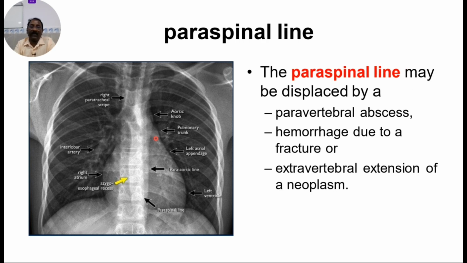Paraspinal line. I told you the paraspinal line. So this is the paraspinal line. So this may be displaced by a paravertebral abscess, hemorrhage due to a fracture, or extravertebral extension of a neoplasm. So mostly we see the paravertebral abscesses there. So these also can be seen by the paraspinal line. So not only the lungs and the heart, concentrate in the trachea, concentrate in the carina, concentrate the paratracheal lines, aortic line, para-aortic lines, aortic knobs, and then the paraspinal lines also.